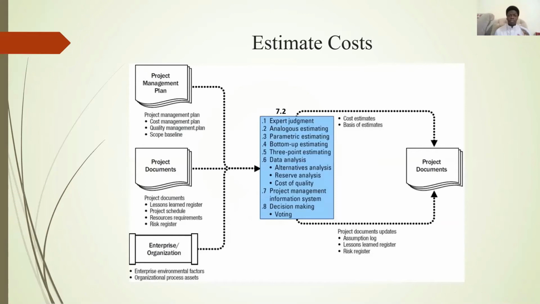In this phase, we are going to try to estimate the total cost of the project that we will need to assign to the budget. Okay. Inputs to this phase are, as usual, the master plan, the project documents, EEF and OPA, and the outputs will be the assumption log, lessons learned, and the risk register.